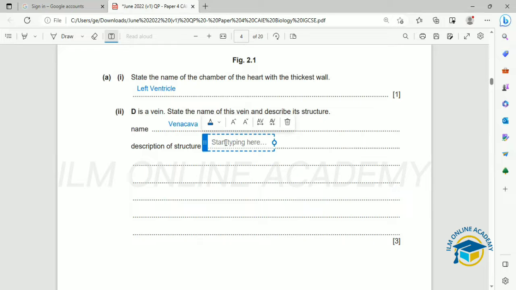Okay, so it has a thin wall, wide lumen, and consists of elastic tissue. All right.